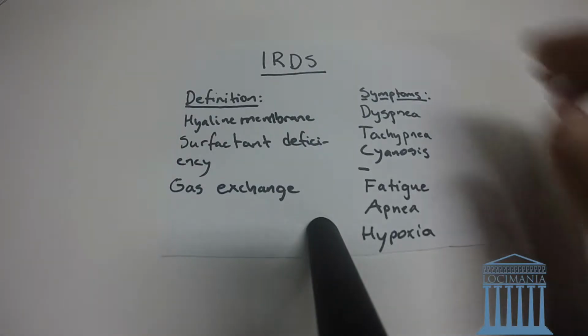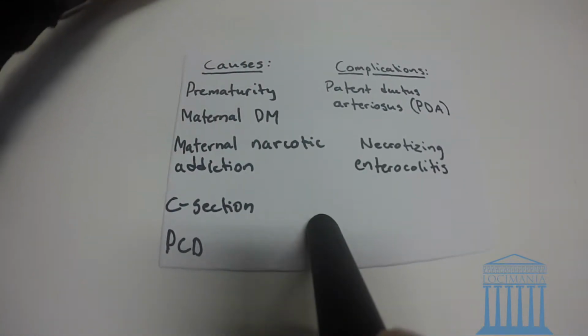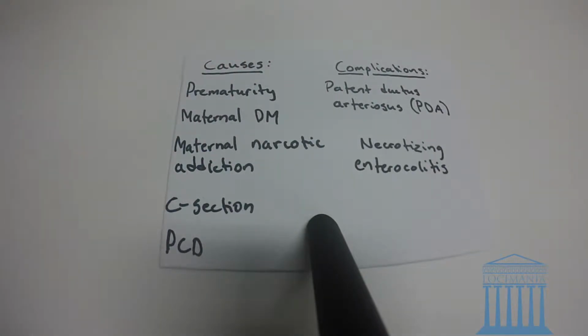Going on to the causes and complications of IRDS, you can see that you have prematurity, maternal diabetes mellitus, maternal narcotic addiction, C-section complication, and also PCD, which is primary ciliary dyskinesia, a very rare genetic disease that some infants could have. When it comes to prematurity, it's caused by surfactant deficiency.